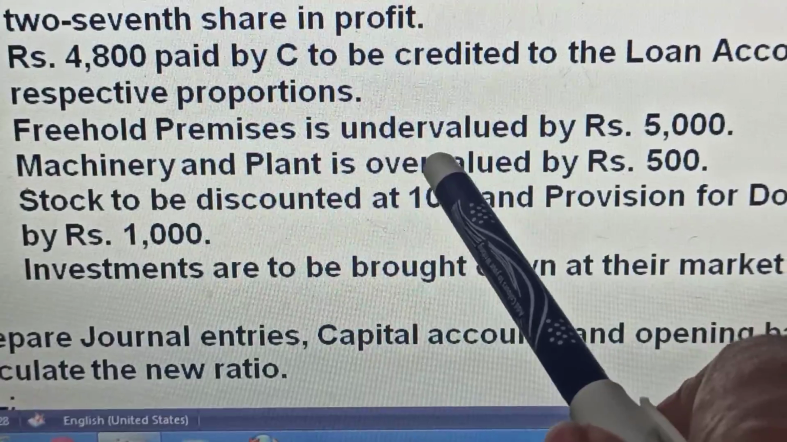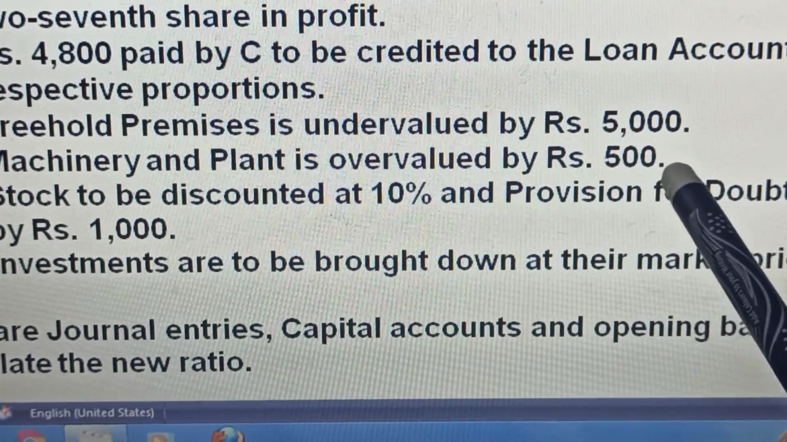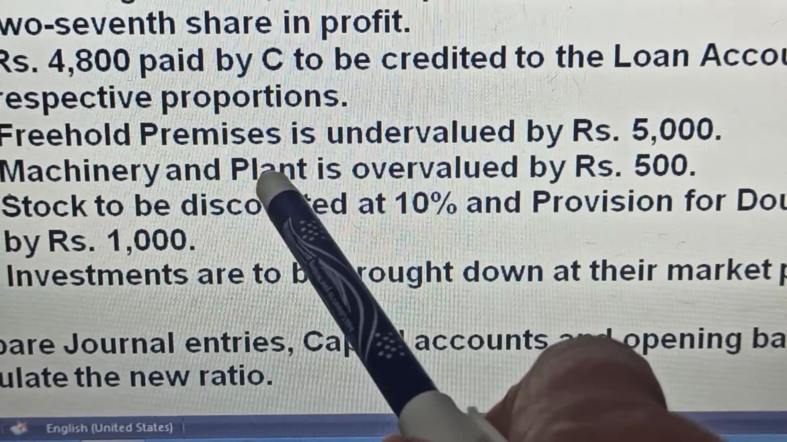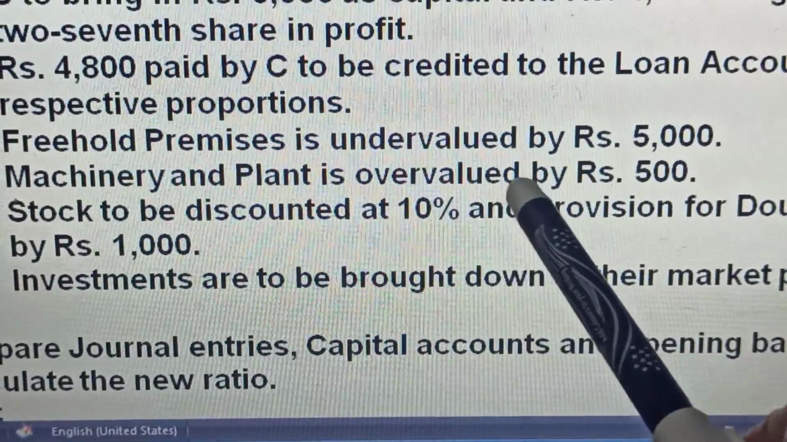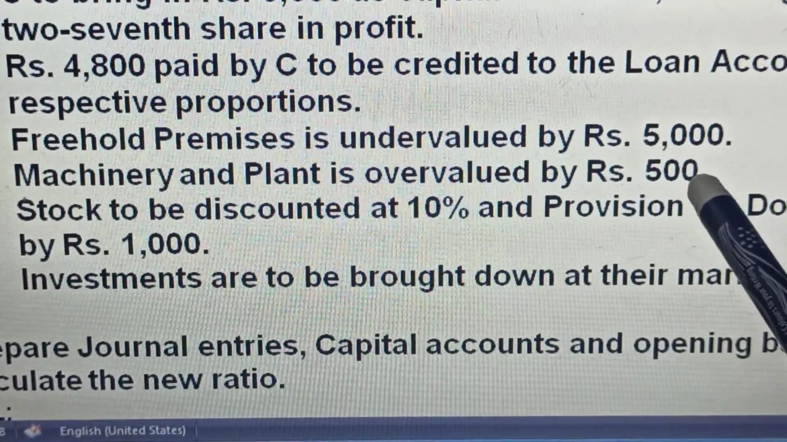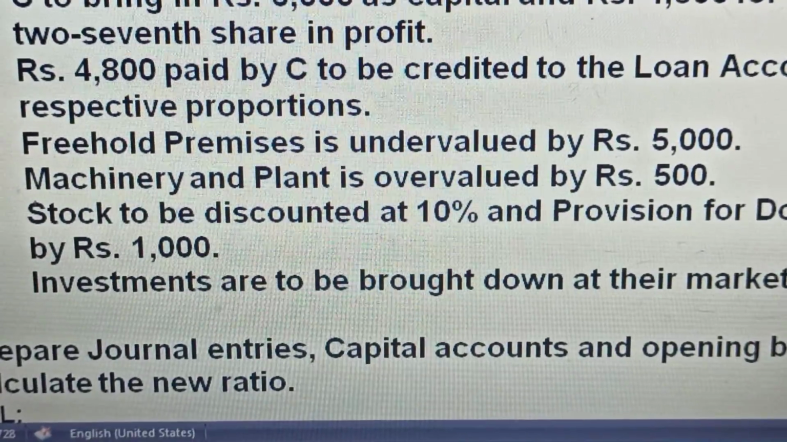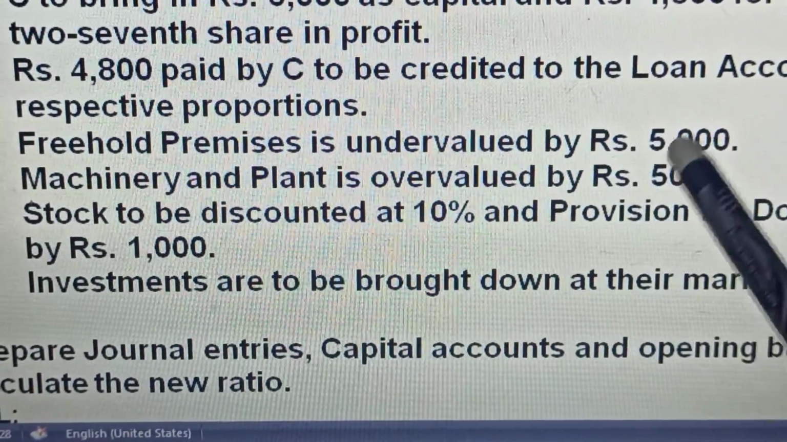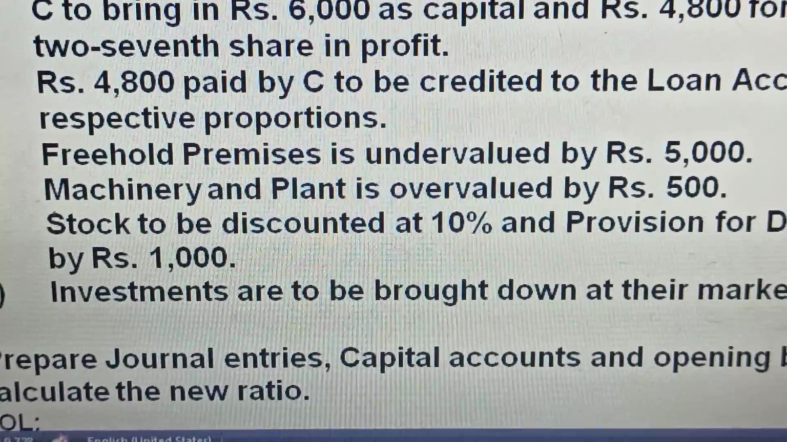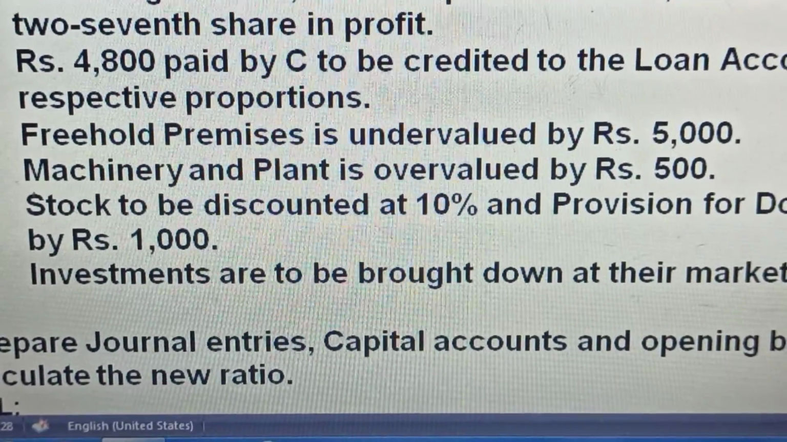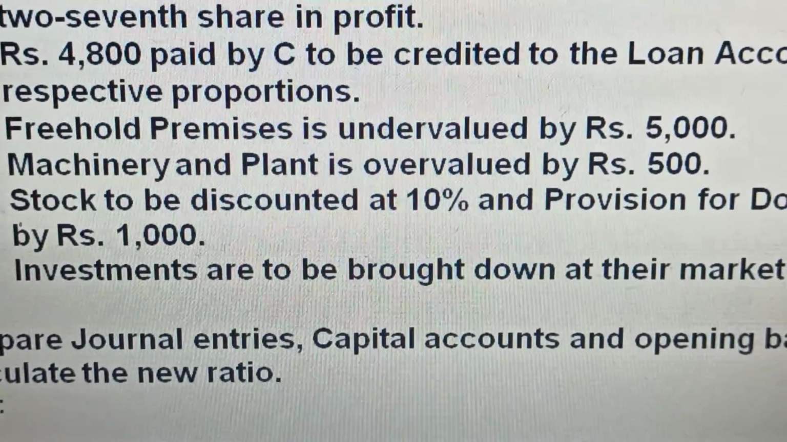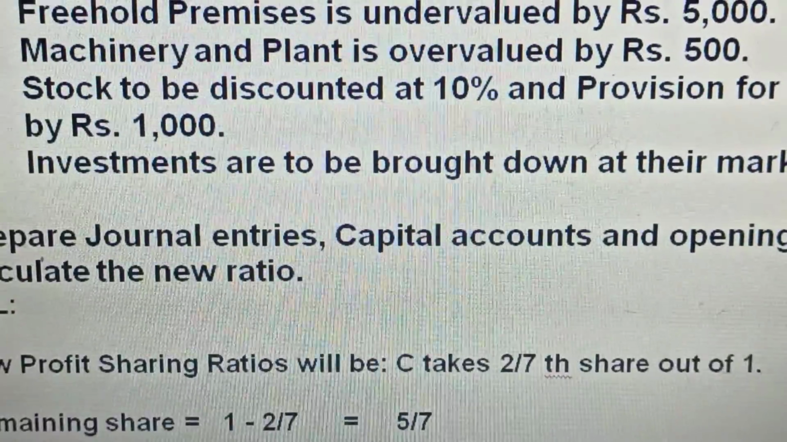Freehold premises is undervalued by rupees 5,000. Machinery and plant is overvalued by rupees 500. Remember, freehold premises undervalued means we have to increase freehold premises. Plant and machinery is to be reduced. Debit side reduces the assets. Credit side increases the assets. Remember all these things that are required to make the revaluation account.